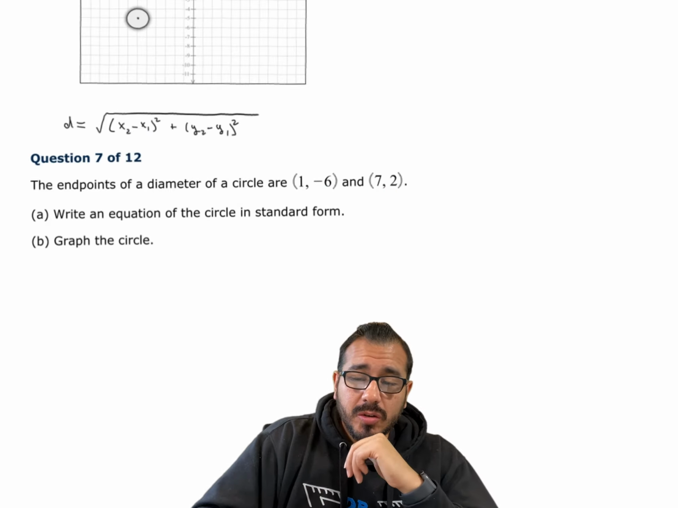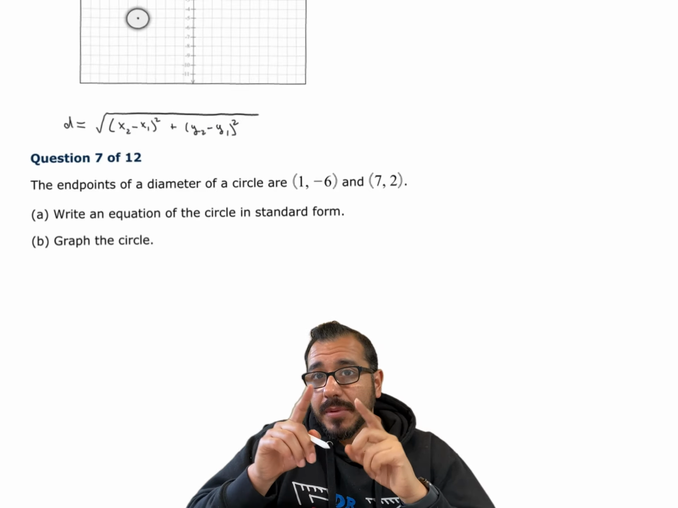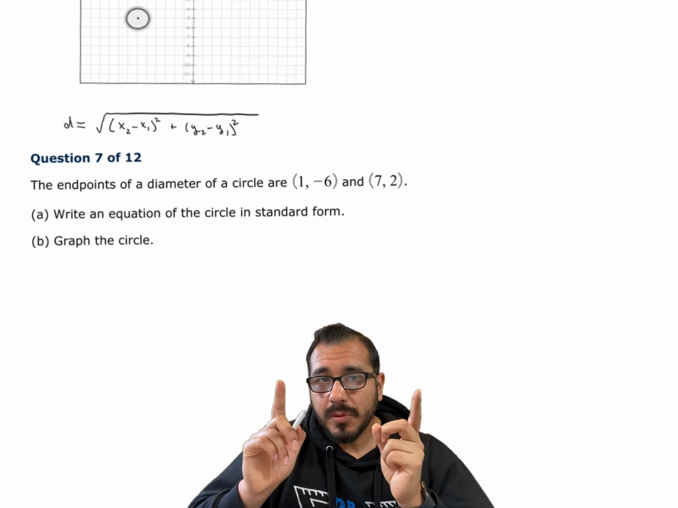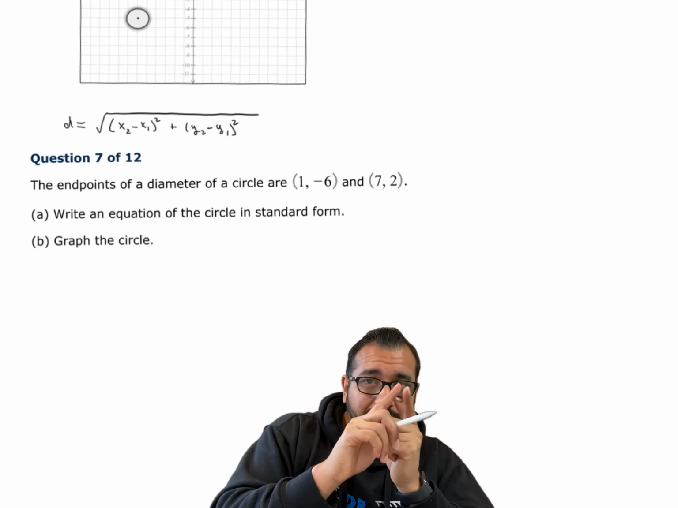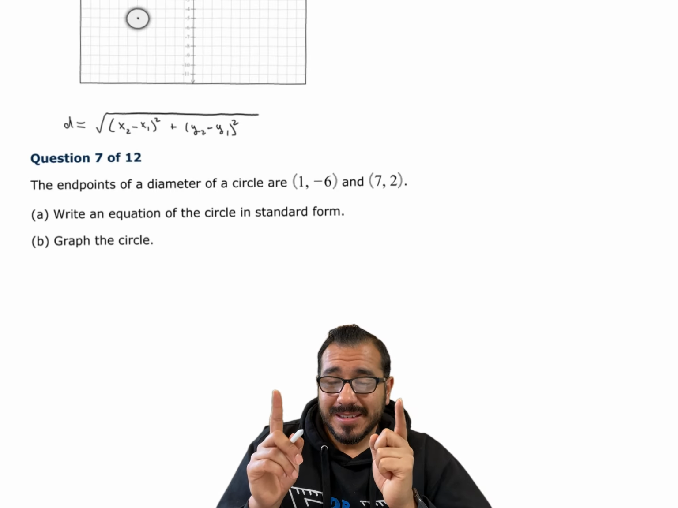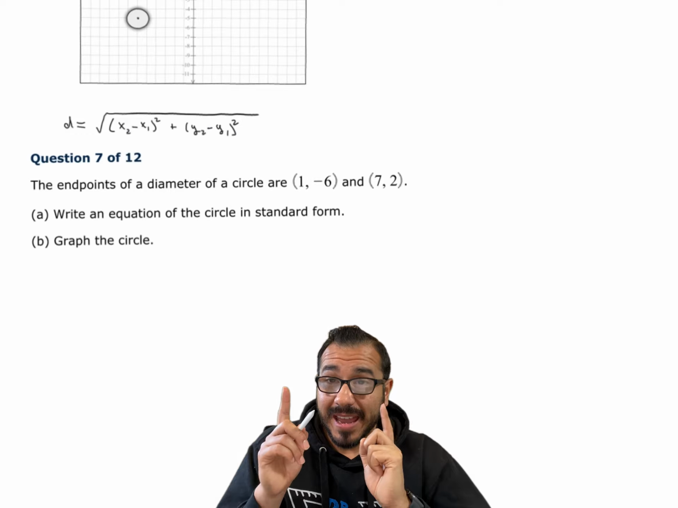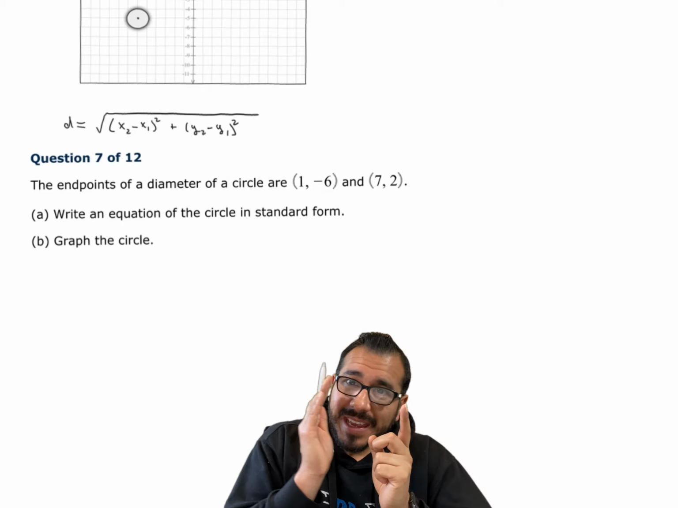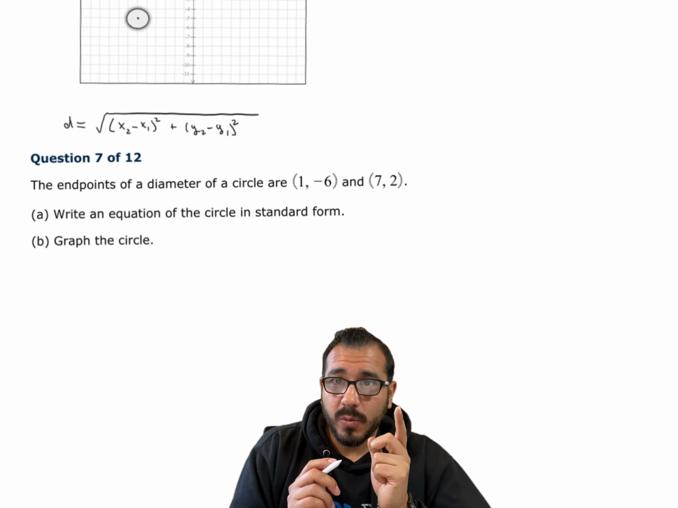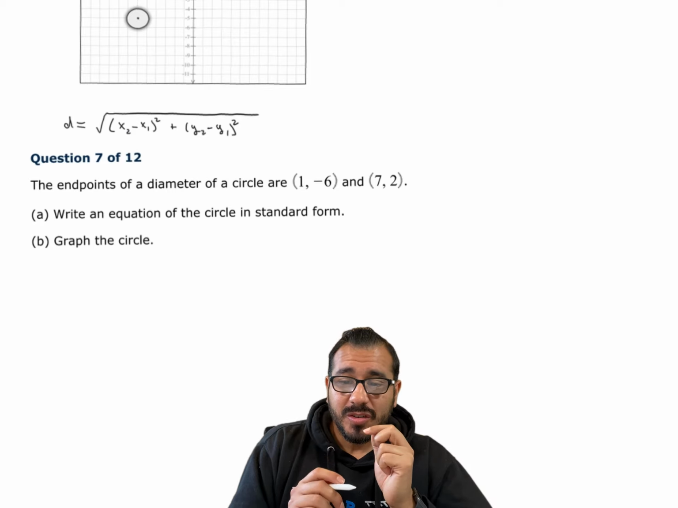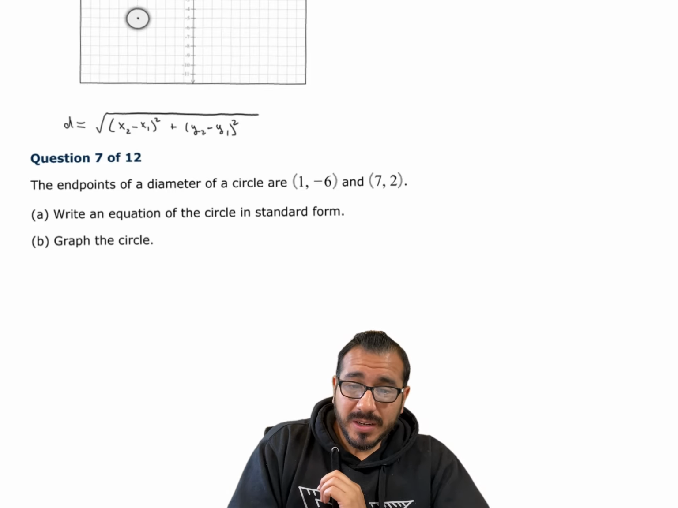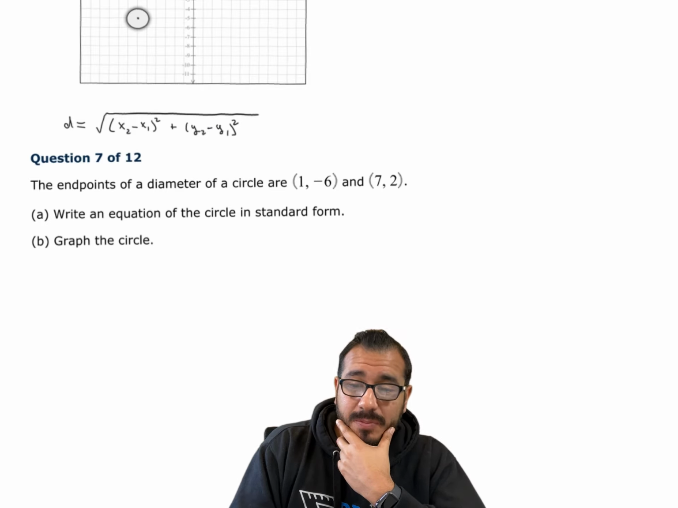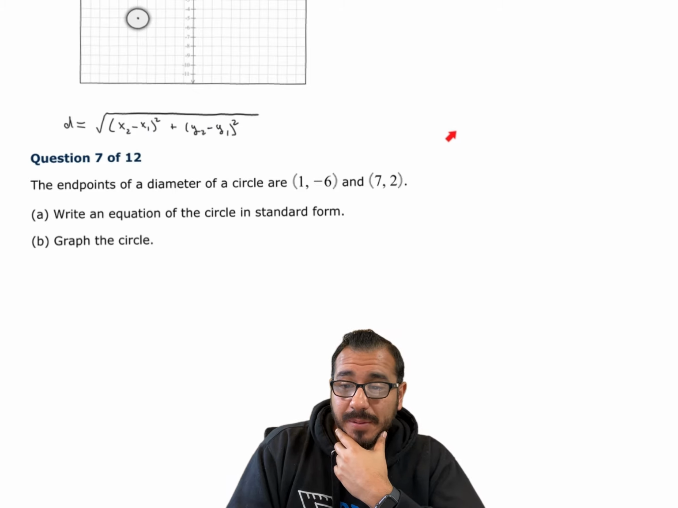All right. So if they give us the diameter, the endpoints, then what we can do is we can find the distance from here to here. And since these are the endpoints of a diameter, that means it's going through the center. So once we find that distance, if we take half of it, that gives us the radius that we need. All right. So again, what we're going to do is use this distance formula, because we want to know how far is it from this point to this point. And that's going to give us the diameter.